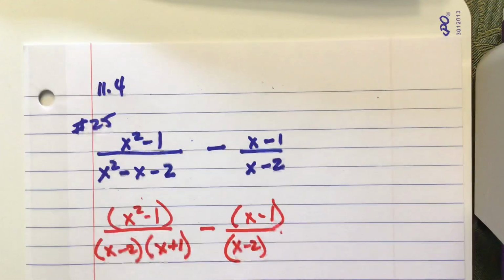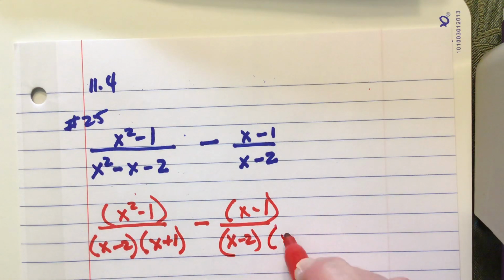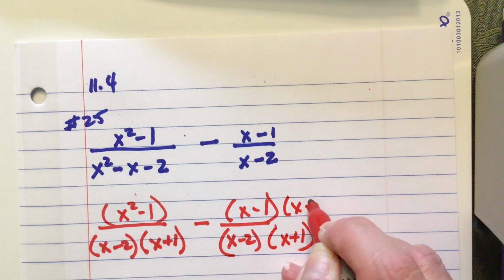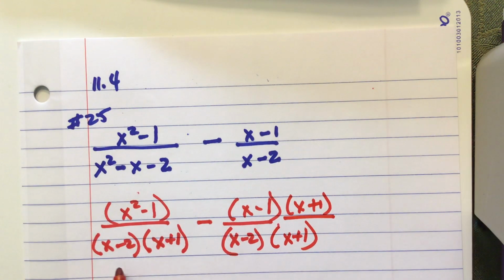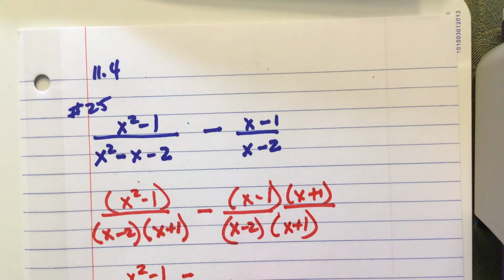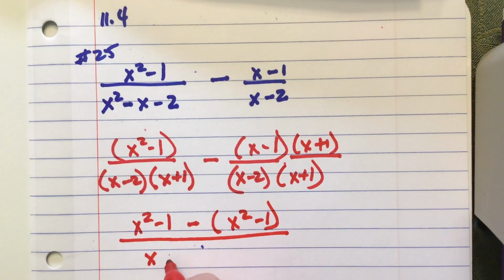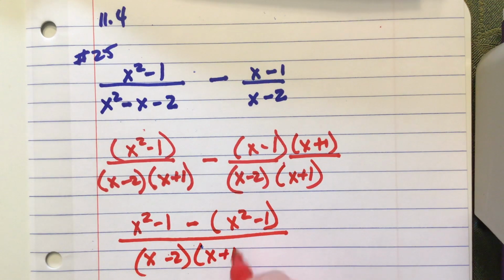So I need to first look at my common denominator. So my common denominator, if you notice, they both have an x minus 2, but they both need an x plus 1. So I'm going to multiply top and bottom by x plus 1. So now my denominator is the same, okay? And my numerator, I have x squared minus 1 minus, if I take a look at this, I have x minus 1 times x plus 1. These are conjugates, so I'm going to multiply and get x squared minus 1. And that whole thing is over the denominator x minus 2 times x plus 1.